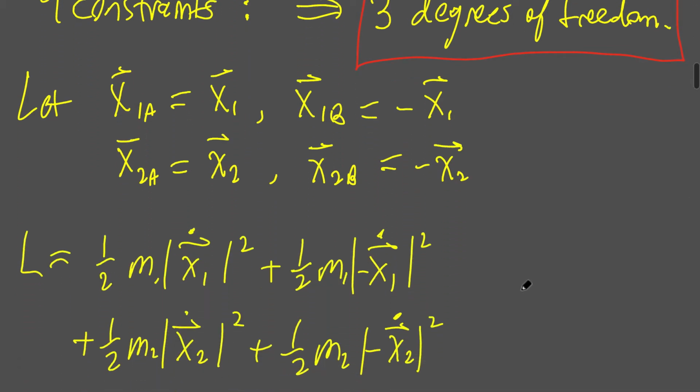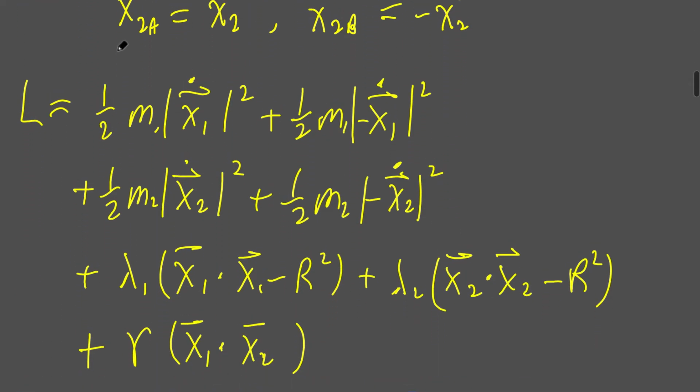Then the Lagrangian has this form. This is the kinetic energy term for the particle 1a. This is the kinetic energy term for particle 1b. Here's particle 2a, particle 2b. And then we have our Lagrange multipliers times constraints. So this is the constraint that the magnitude of x1 is r, and I've written it as the magnitude squared equals r squared. Likewise, the magnitude squared of x2 is r squared, and x1 vector and x2 vector are orthogonal. The Lagrange multipliers I'm calling lambda 1, lambda 2, and gamma.